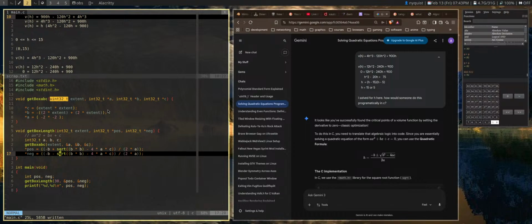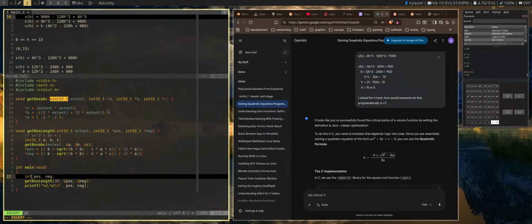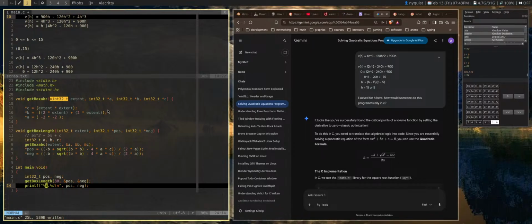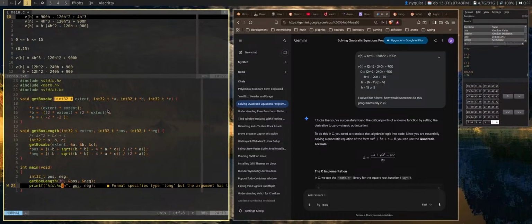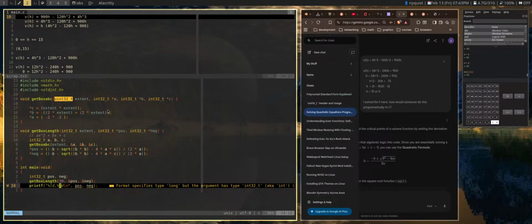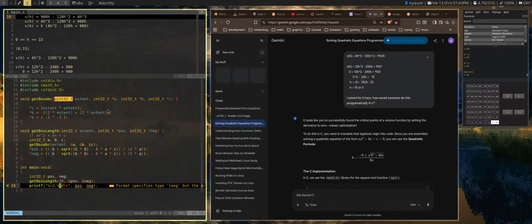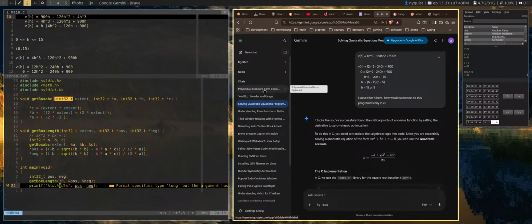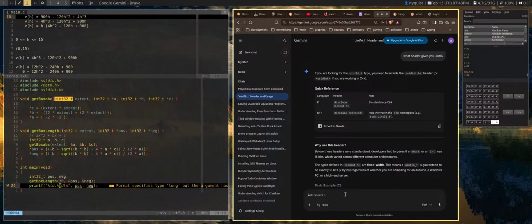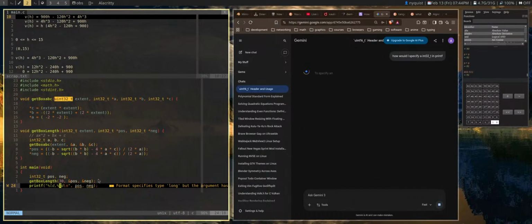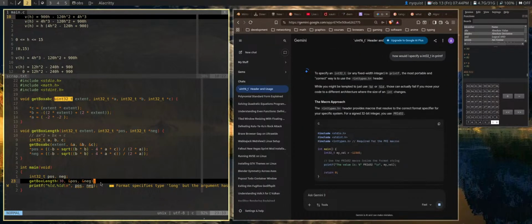Negative 4 AC. I feel like I'm doing it right, but obviously this is int32 type. Maybe it has to be a long. Isn't it %ld? Int32. How would I specify int32 type in printf? Because I don't know. %ld, that's what I did.